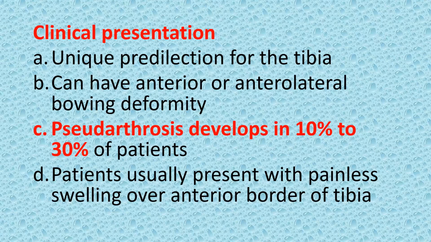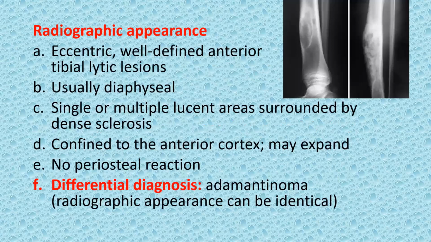Eccentric, well-defined anterior tibial lytic lesions are seen. You should know that it is usually diaphyseal. Single or multiple lucent areas surrounded by dense sclerosis. It is confined to the anterior cortex and may expand. There is no periosteal reaction, as occurs with Ewing sarcoma. The differential diagnosis is adamantinoma. The radiographic appearance is identical.